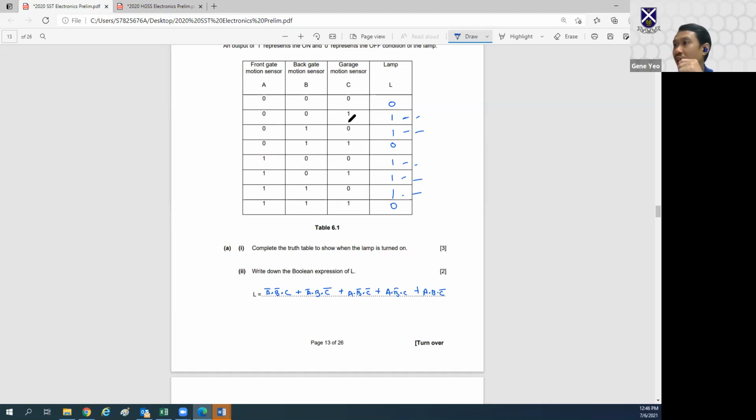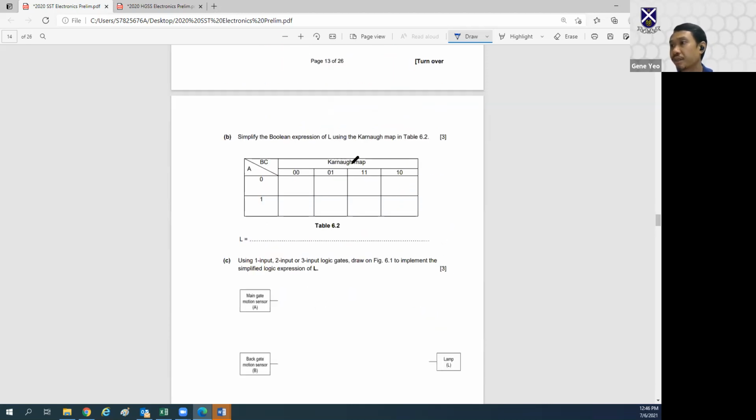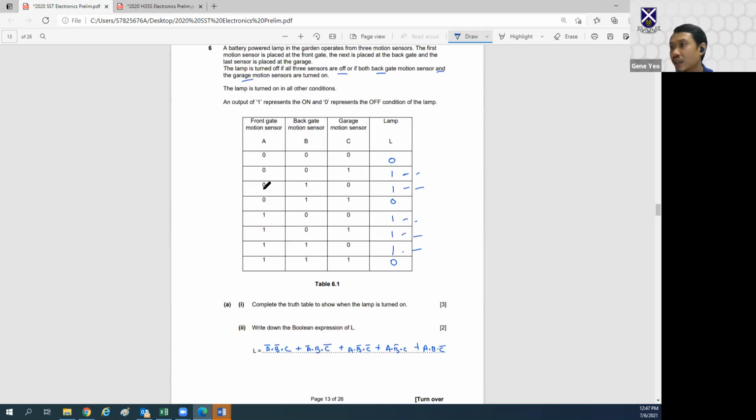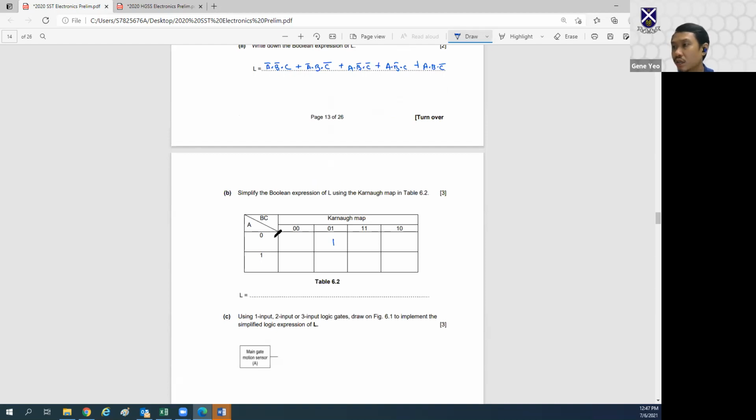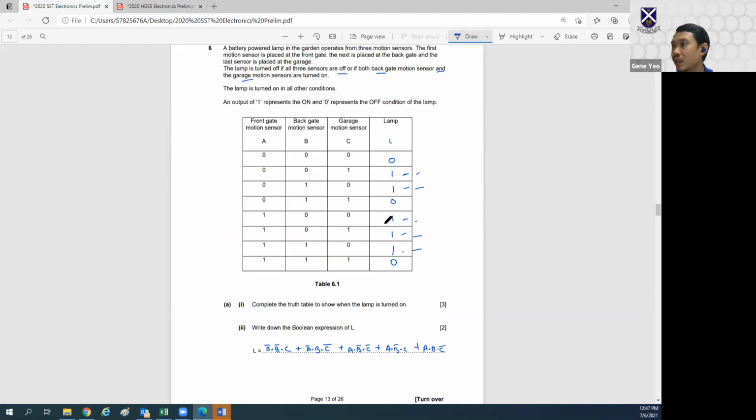So these are the populations of ones: 0, 0, 1. Okay, so 0, 0, 1. So I look here. 0, 0, 1. So this is a 1. Okay, next, it is a 0, 1, 0. So I look for 0, 1, 0. So this is a 1. Next, I look for a 1, 0, 0.